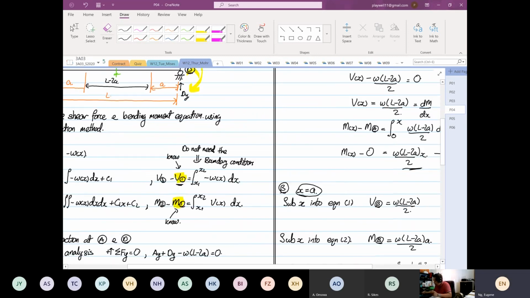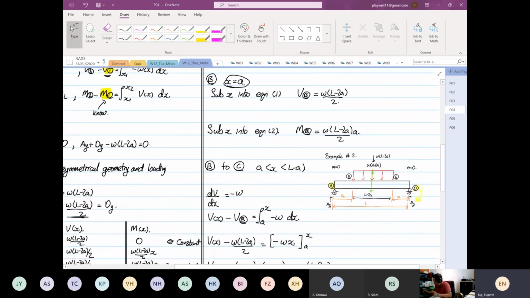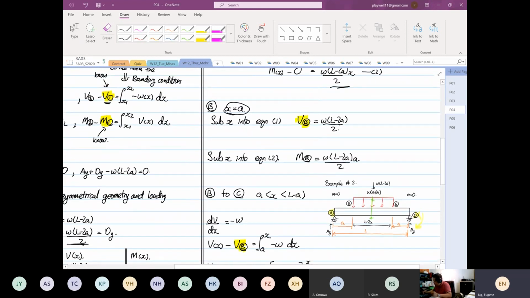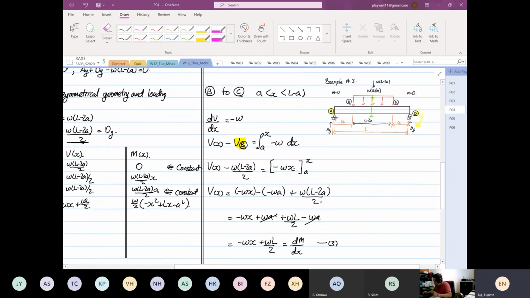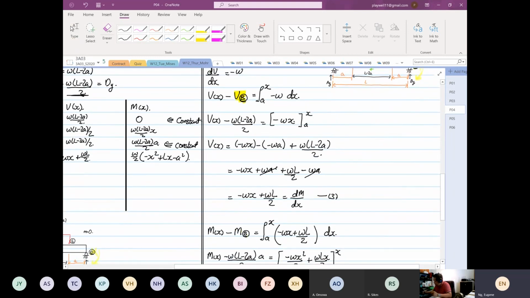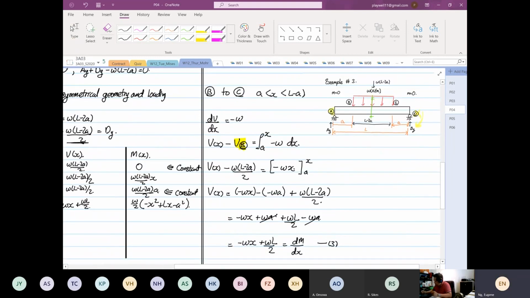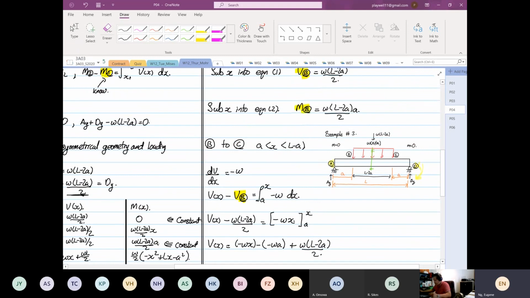Like over here, in order to find between B to C, I need to know what is going on at VB. We need to know what is going on from the moment about point B. That is the most important thing.